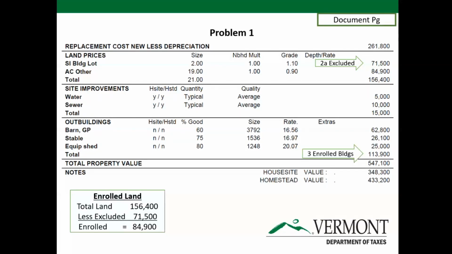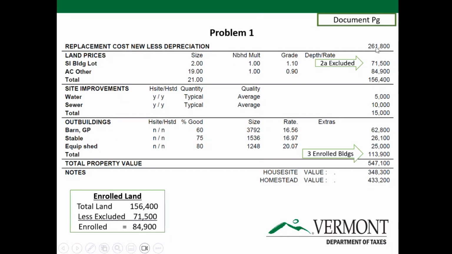Okay? Next step we like to do is to isolate what the enrolled farm buildings are. And if you'll remember, we said part of our information provided to us was that there were 3 enrolled farm buildings. So we look at our cost sheet and we say, okay, do I have 3? Are they matching? Can I identify what they are? Does it make sense that they're farm buildings, etc.? We got to really dig into this and make sure which ones they are.